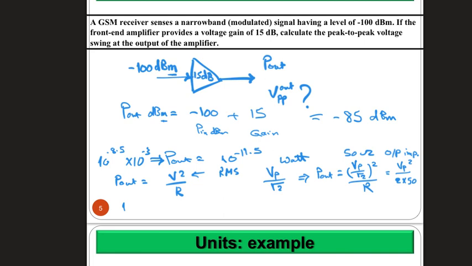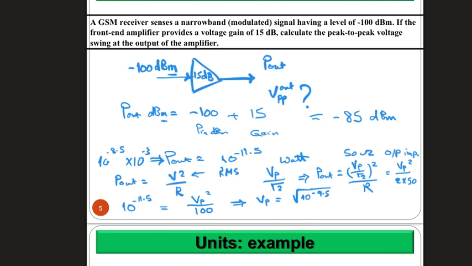So now we have 10 to the minus 11.5. That's the total power. It is equal to V peak squared divided by 2 times 50, which is 100. This leads to V peak equal to the root of 10 to the minus 11.5 multiplied by 100. So that's multiplied by 10 to the power 2. So it becomes 10 to the power minus 9.5 under the root, right? And that's V peak.